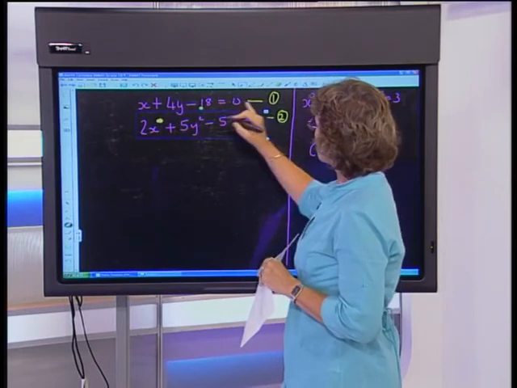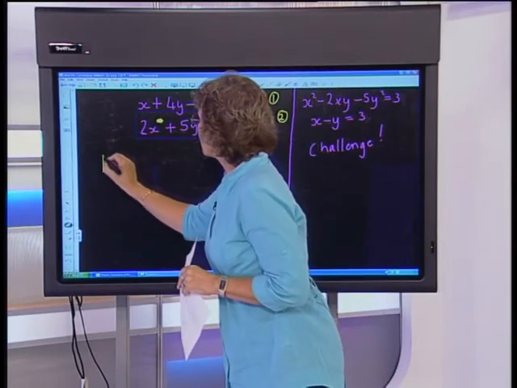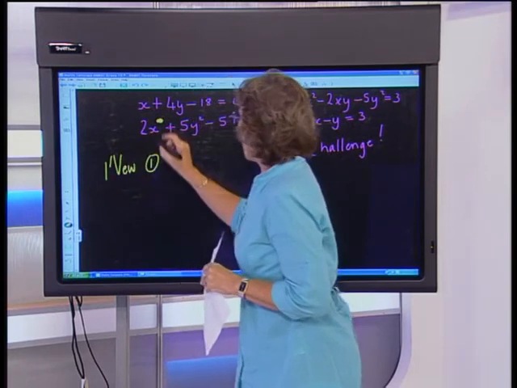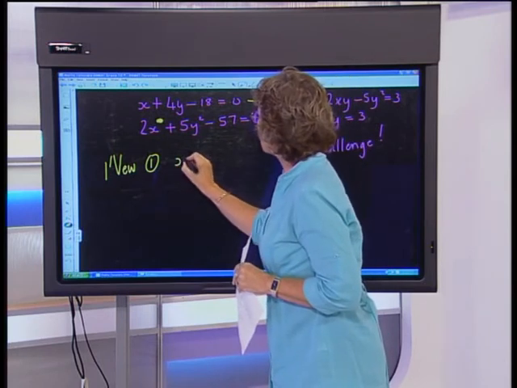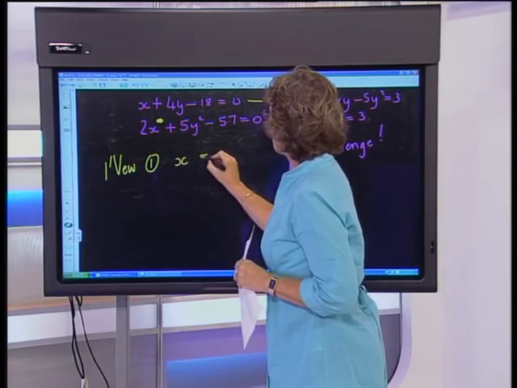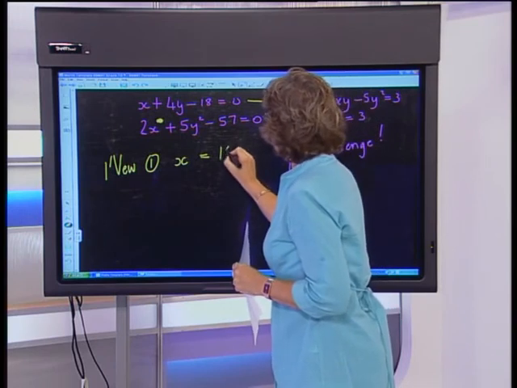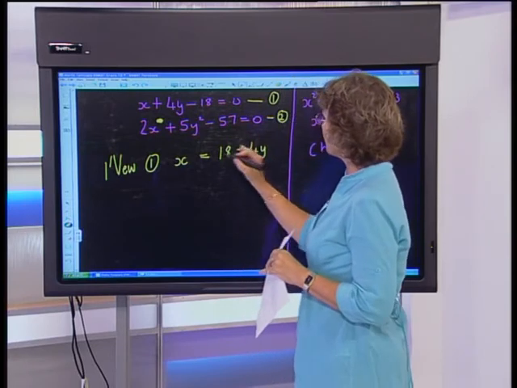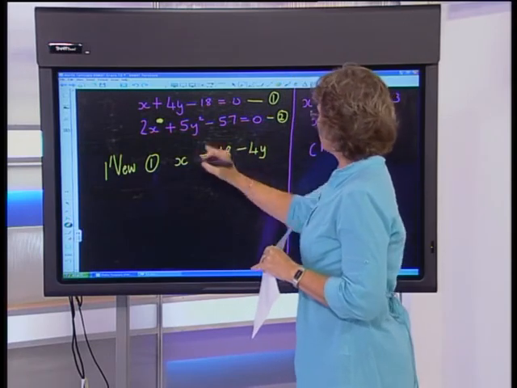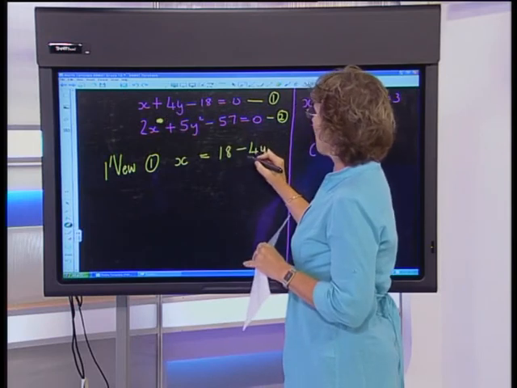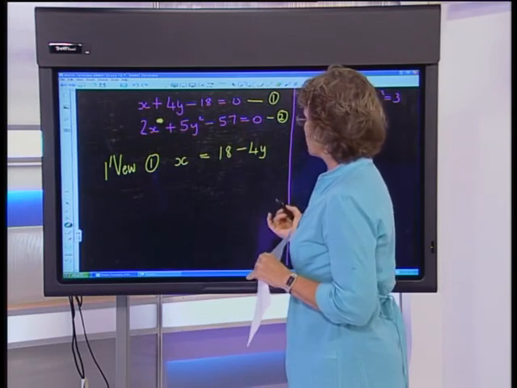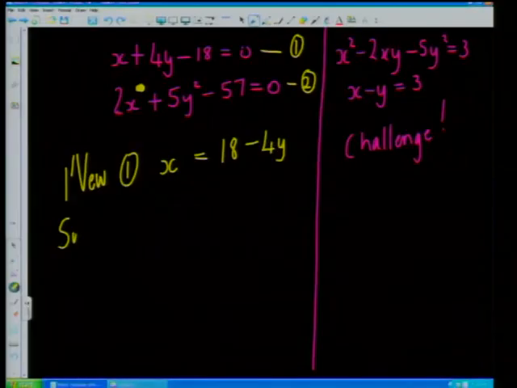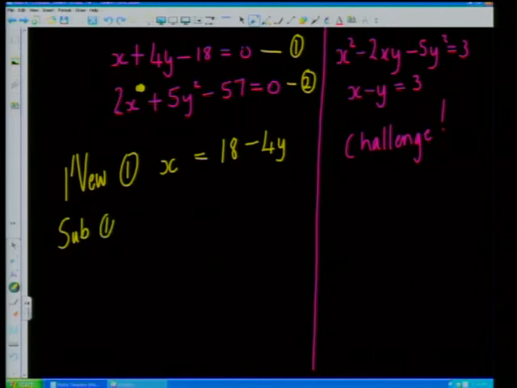We look at the first equation and we identify that we can actually make a new equation out of it quite easily. The new equation is going to read that x is going to equal positive 18 subtract 4y. I've organized it so that it's a bit more user-friendly, with my 4y at the back rather than at the front, but that's just a personal preference.